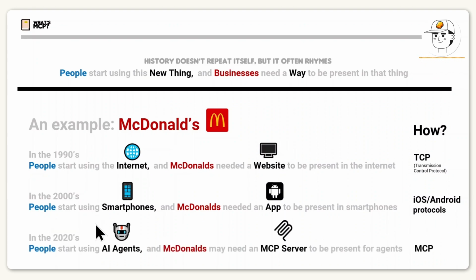And so similarly, now in the 2020s, when people start using AI agents to do their tasks for them, McDonald's may also need an MCP server to be present for those agents, because how else can an AI agent connect to McDonald's to order a cheeseburger for their human, right? And the protocol that seems to be most likely in creating these MCP apps would be the Model Context Protocol itself. And obviously, this is going into the predictive territory.